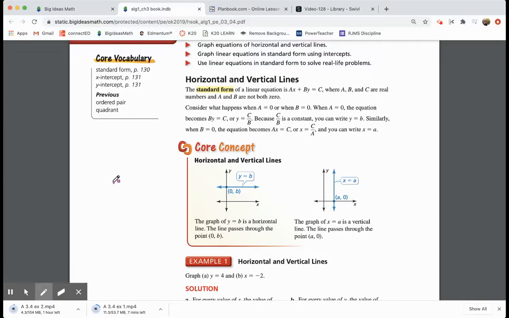Okay, so this is lesson 3-4, graphing linear equations in standard form. It's on the board if you need to know how to spell all that. Graphing linear equations in standard form, 3-4.